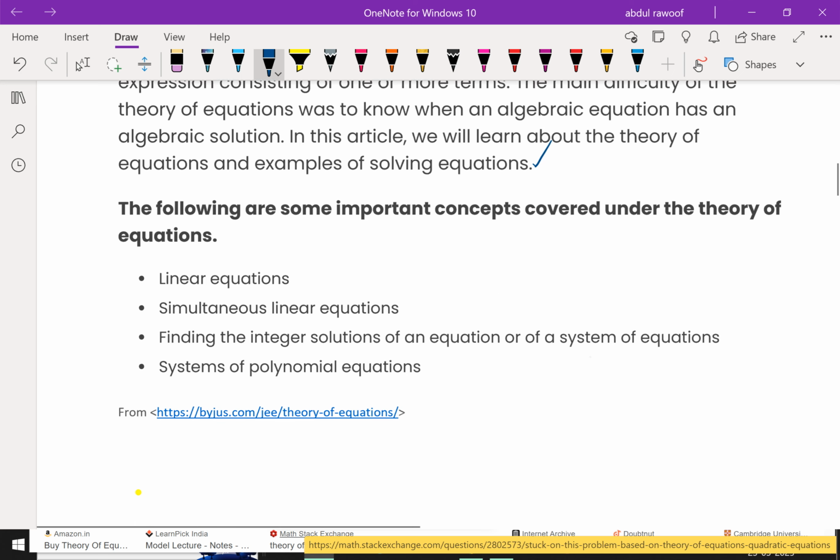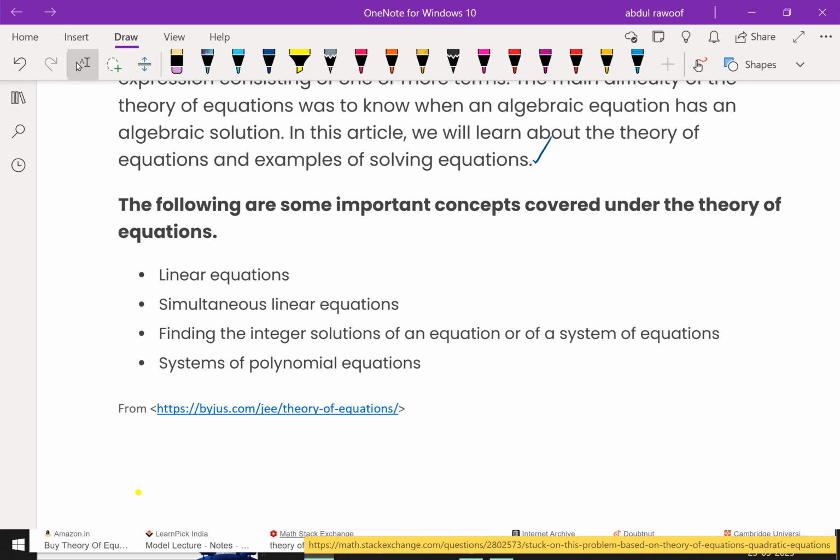Look at here. There are some important concepts covered under the theory of equations: linear equations, simultaneous linear equations, finding the integer solution of equation of a system of equations, and system of polynomial equations.